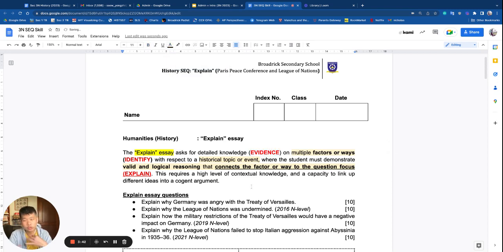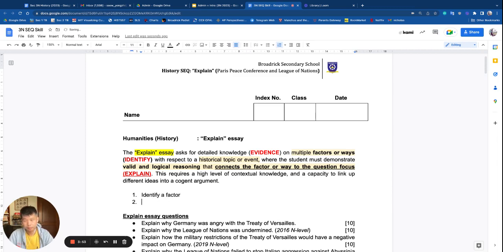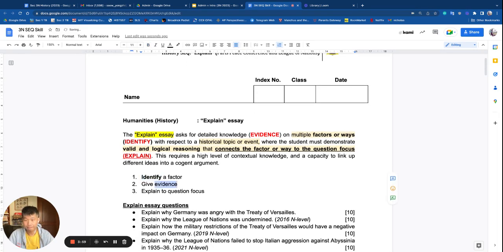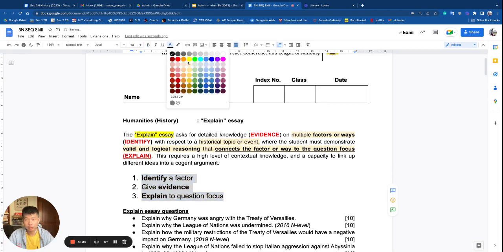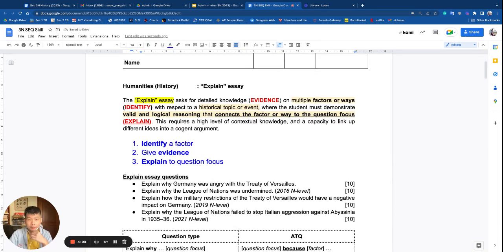In other words, there are 3 steps to the explain essay. We identify a factor. So you can write this down now. You identify a factor. Give evidence. Explain to question focus. These are the 3 steps. Can you please write this down on your worksheet? You can pause and write it down. You can write it down at the side. Okay, and let me proceed.